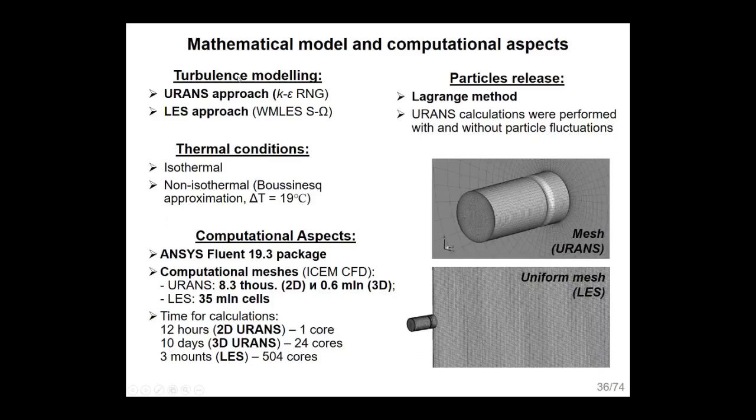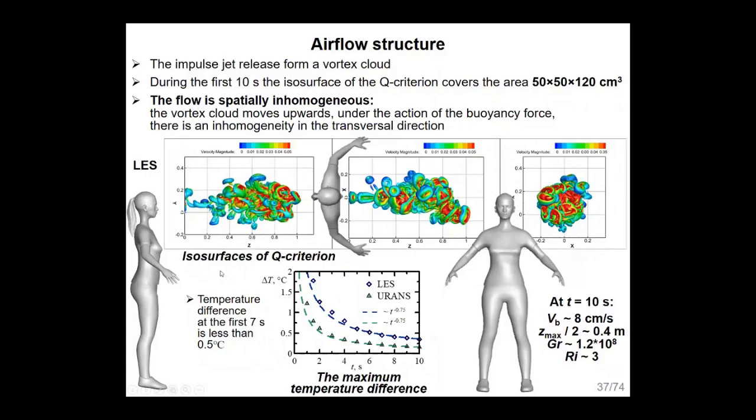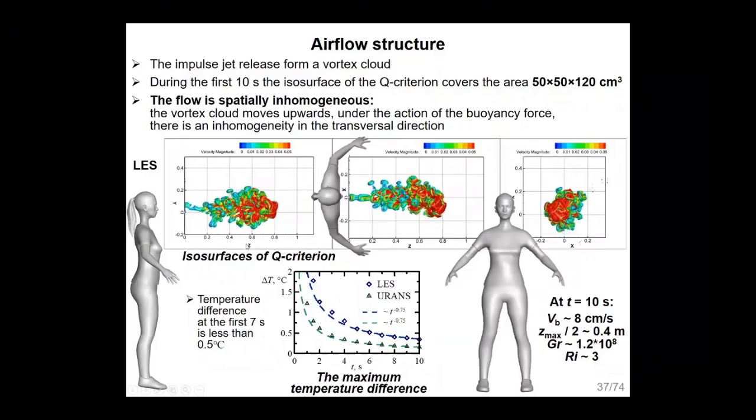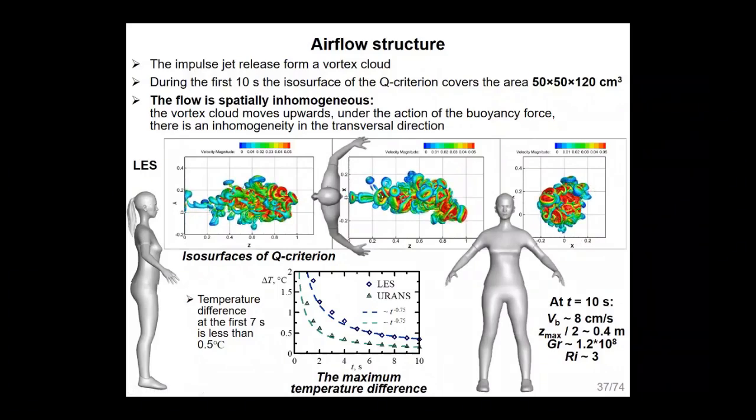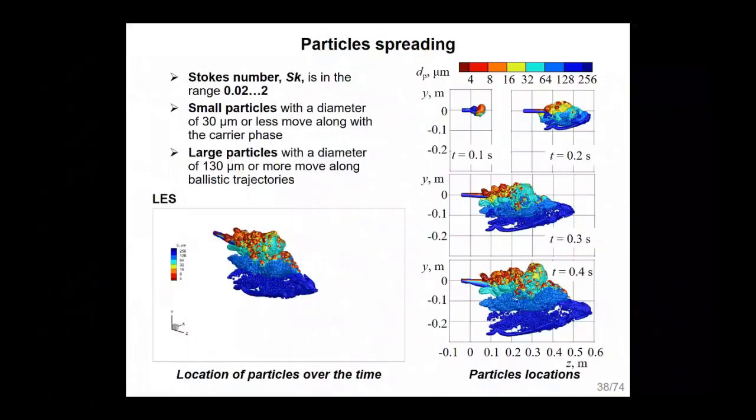So again, unsteady RANS approach and large eddy simulation approach, and then again ANSYS Fluent and the meshes of up to 35 million cells. And here is the airflow structure when the impulse jet is released, and it forms a vortex cloud, and the flow is spatially inhomogeneous, and the vortex cloud moves upwards under the action of the buoyancy force. Sure, it could be predicted only with three-dimensional modeling, either large eddy simulation or unsteady Reynolds-averaged Navier-Stokes.